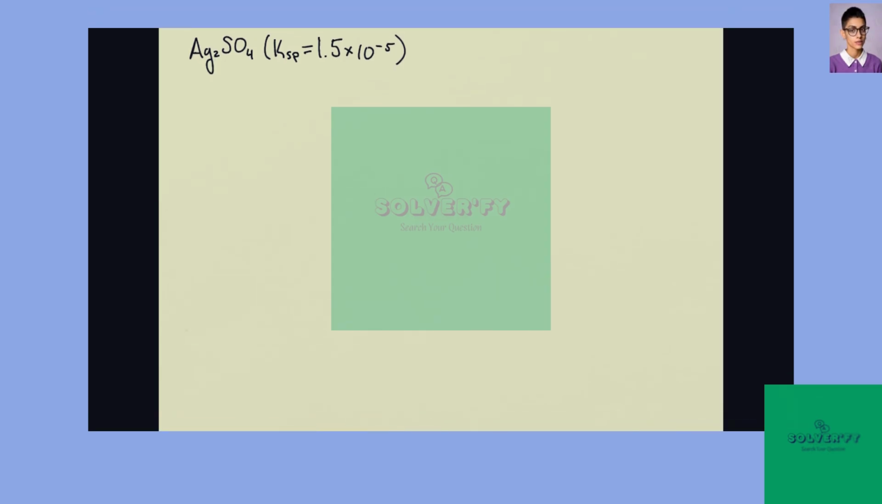Silver sulfate, or Ag2SO4, has a Ksp value of 1.5 times 10 to the negative fifth. Let's start by writing out the equation for a saturated solution of Ag2SO4.